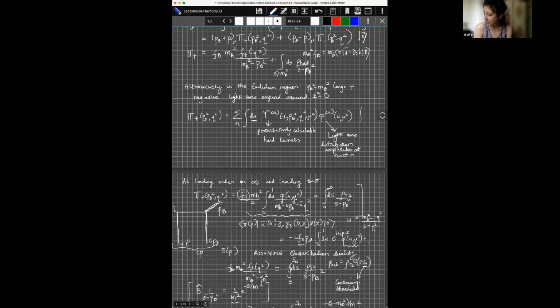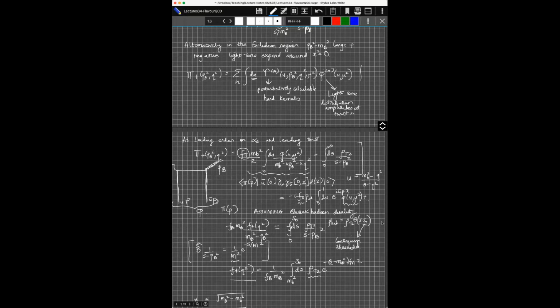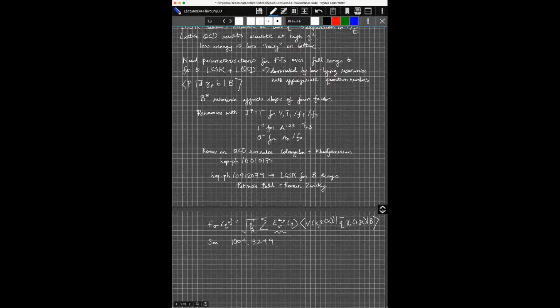Yeah, but because you mentioned this factorization theorem, I should probably mention that this is not a factorization theorem. It's not a proven factorization theorem. It's something which we prove by the cancellation of divergences. Okay, any more questions?